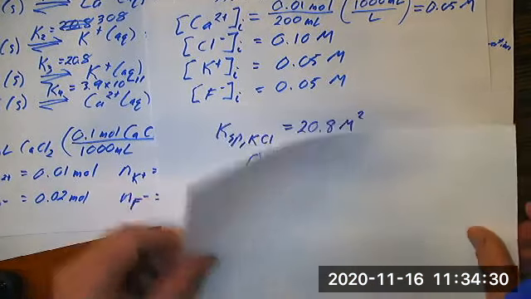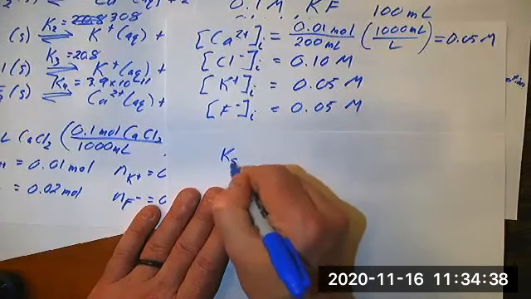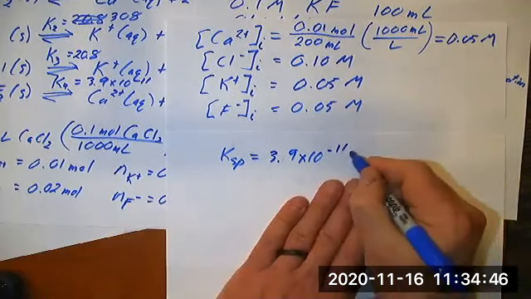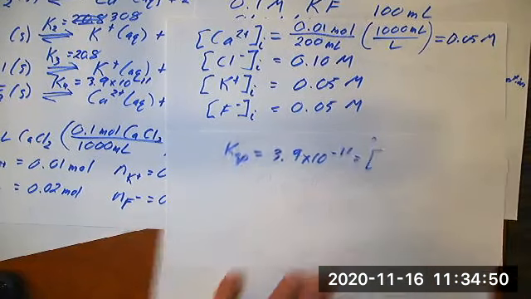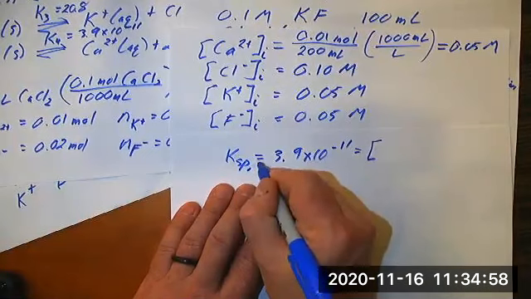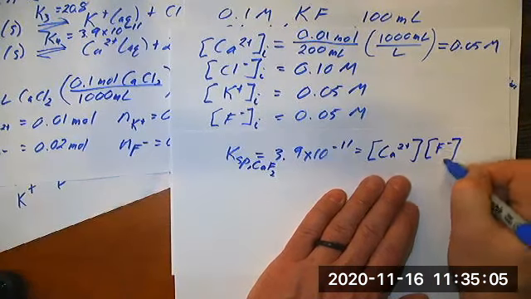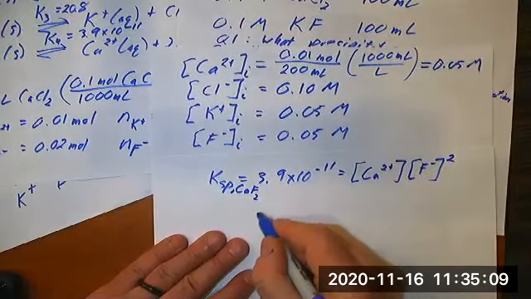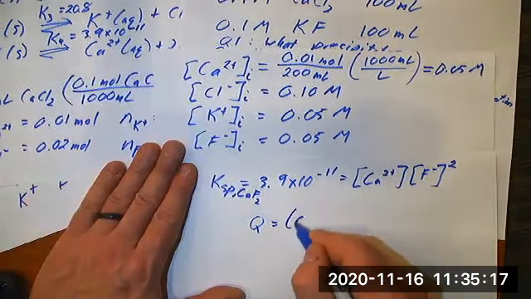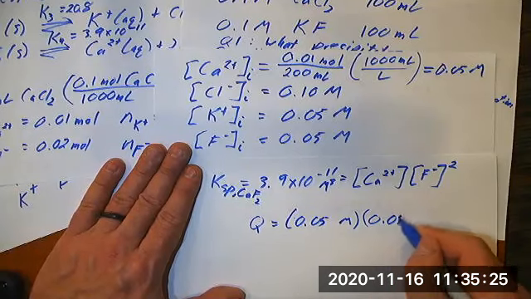Okay. Let's now look at the other cross product we have, the calcium fluoride. Our KSP for calcium fluoride is 3.9 times 10 to the minus 11. Remember that our expression for this is, let me write down what it is, Ca2+ times fluoride ion concentration squared. So let's look at our Q. Q is going to be calcium 2+, that's 0.05 molar, and the fluoride ion concentration is 0.05 molar squared. This is molar cubed.